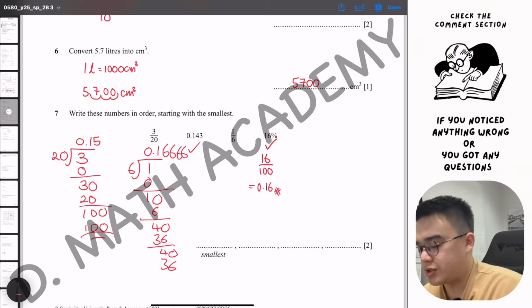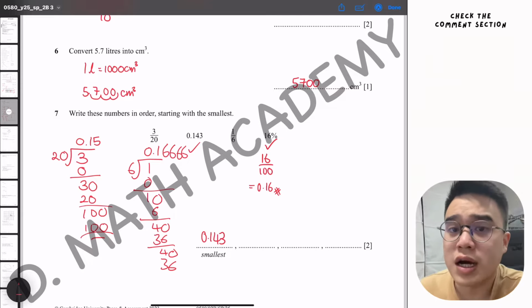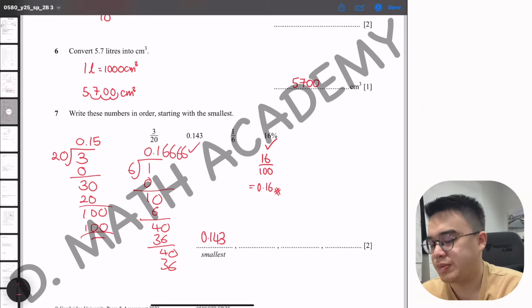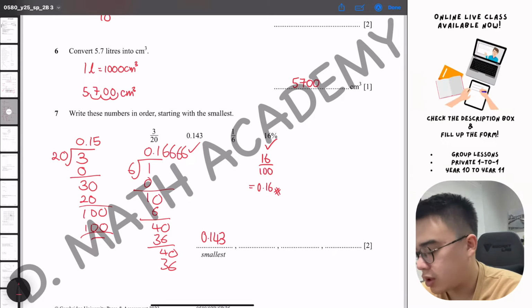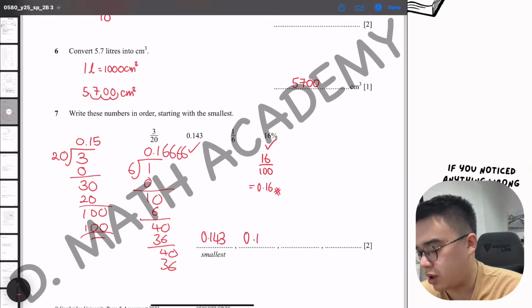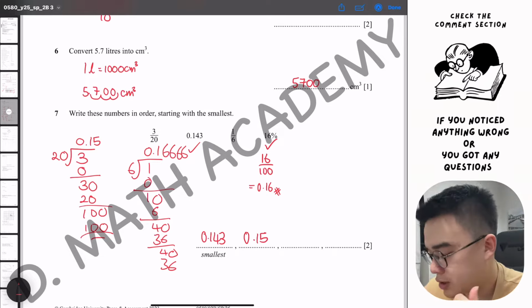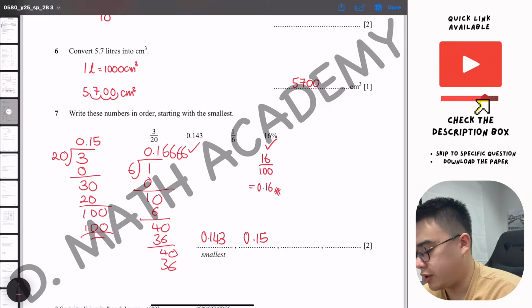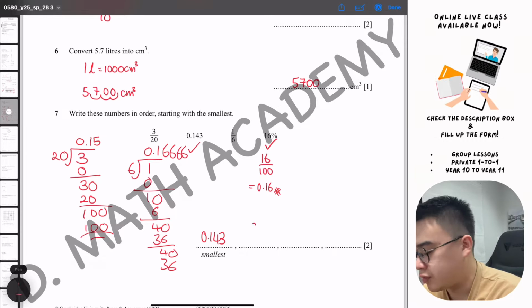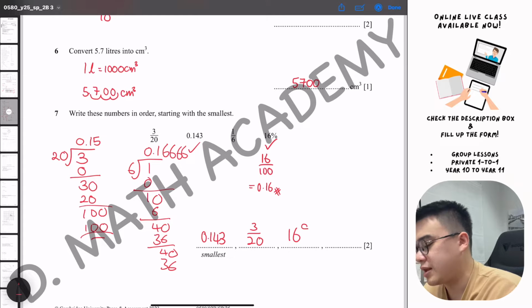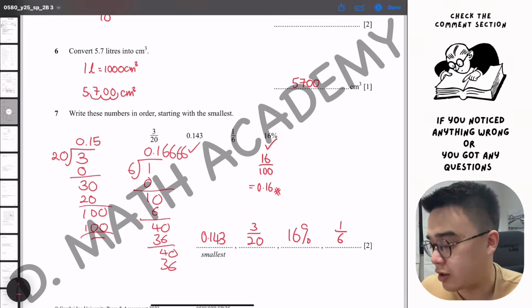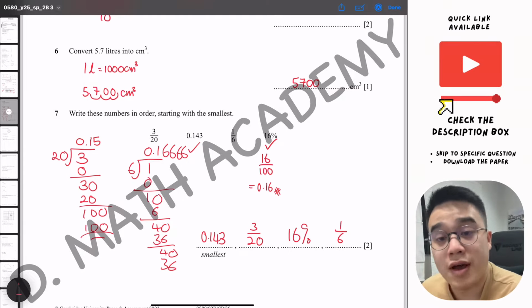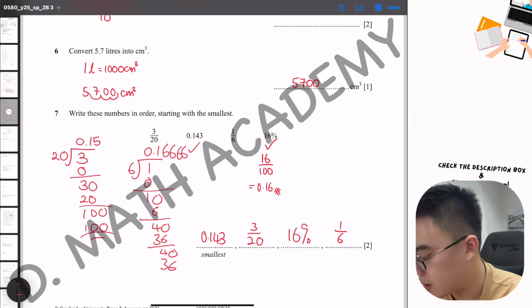The smallest is actually 0.143. Okay, from time to time I do receive this silly mistake here. So just to show you, please, please, please do not write out what you have calculated. If you write 0.15 as your answer, it will be wrong. You need to write it back in its original form, which is 3 over 20, followed by 16% and 1 over 6. This is how you get your full answer here for question 7. Never ever write whatever you have calculated.